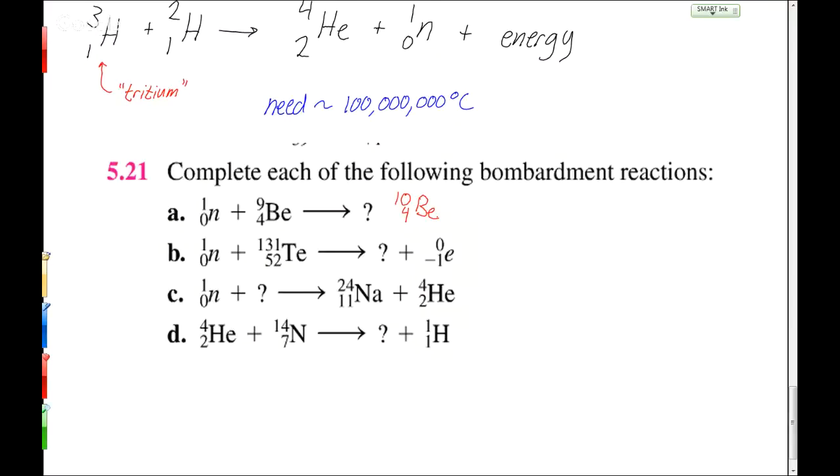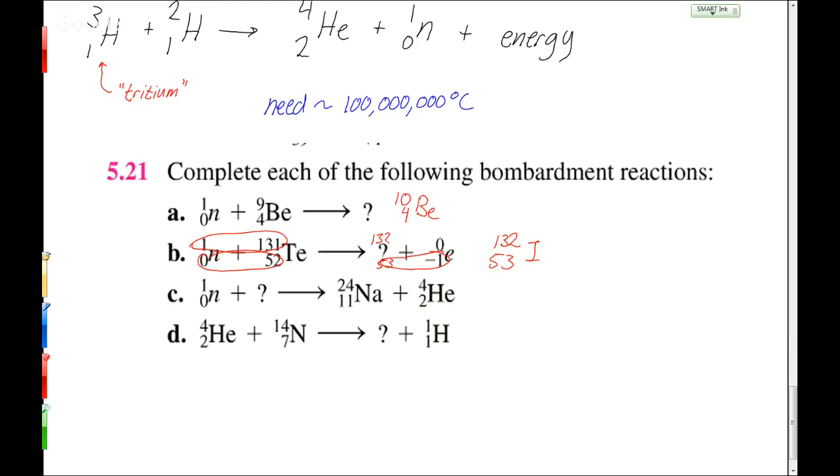This last one there, that's going to be 53, 132. And that's iodine. See how that works? So remember, all the numbers have to work out. So 1 and 131 is 132. 0 and 52 is 52. But then over here, we've got a minus 1 down here. So that has to be 53. And this has to be 132.